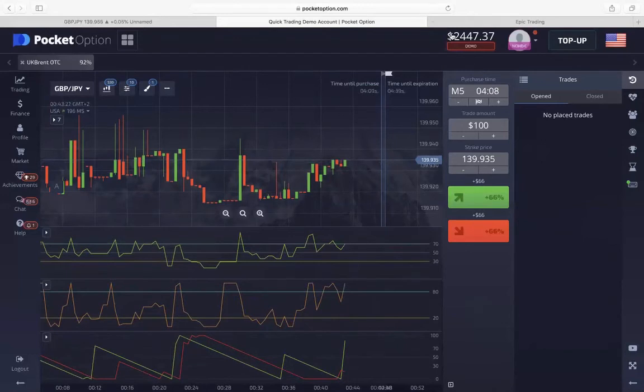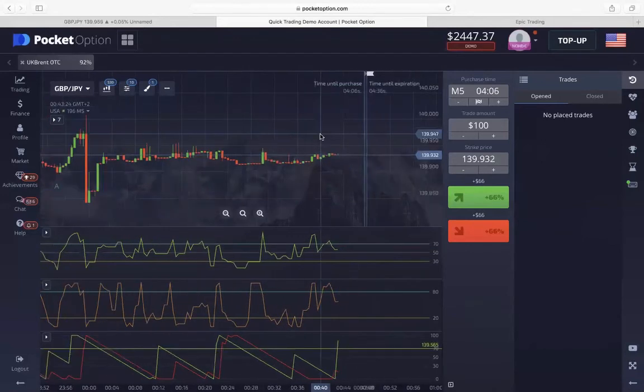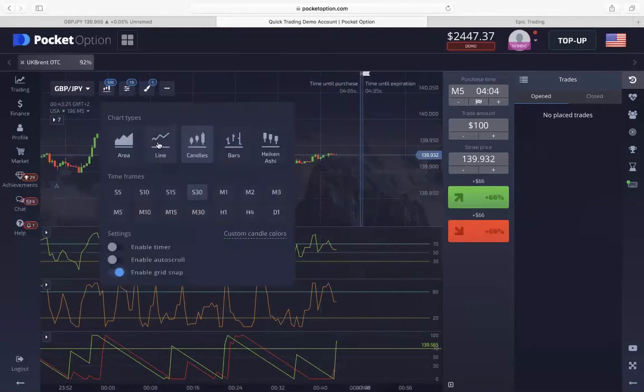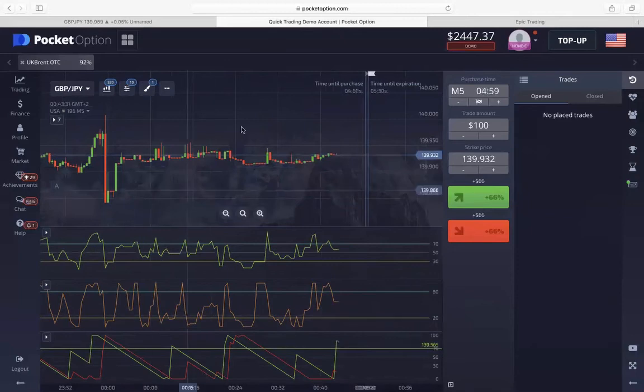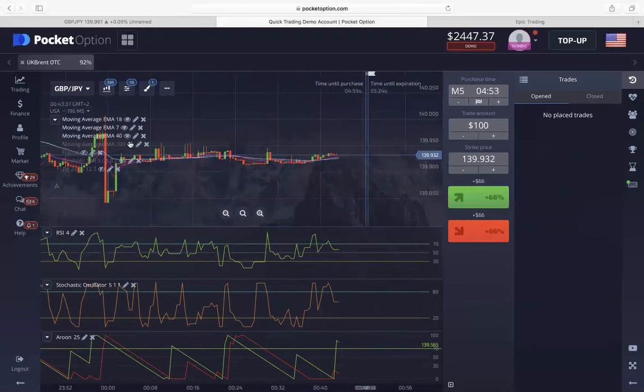Mess around with your demo account. Figure out a trading style that you like. There's so many different things you can do with the line chart and the candlesticks and all these indicators. Actually, let me get into these really quick. These are just moving average lines. I'm just gonna give you guys a rundown on this.